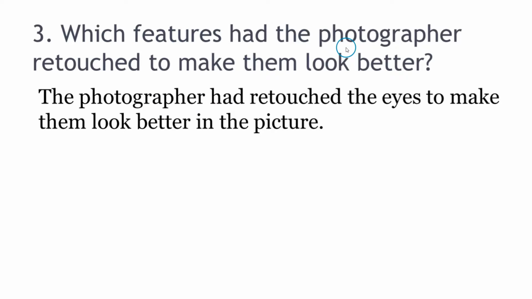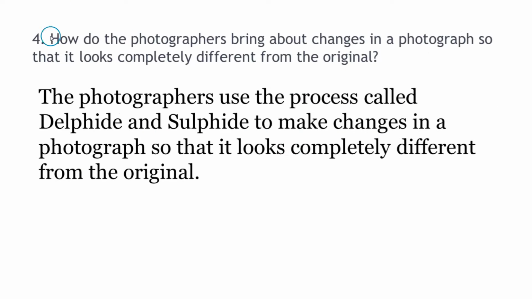Third question. Which features had the photographer retouched to make them look better? The photographer had retouched the eyes to make them look better in the picture. How do the photographers bring about changes in a photograph so that it looks completely different from the original? Answer. The photographers use the process called delphide and sulfide to make changes. So you can underline delphide and sulfide to make changes in a photograph so that it looks completely different from the original.